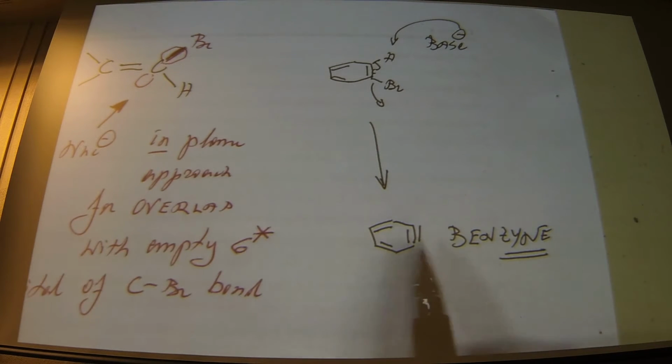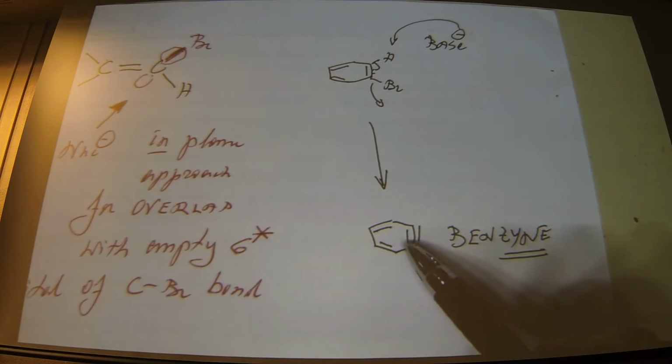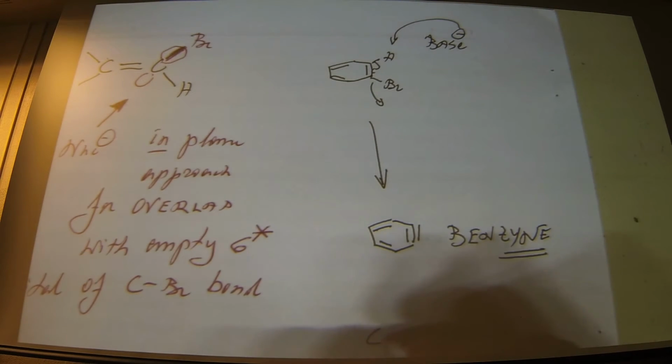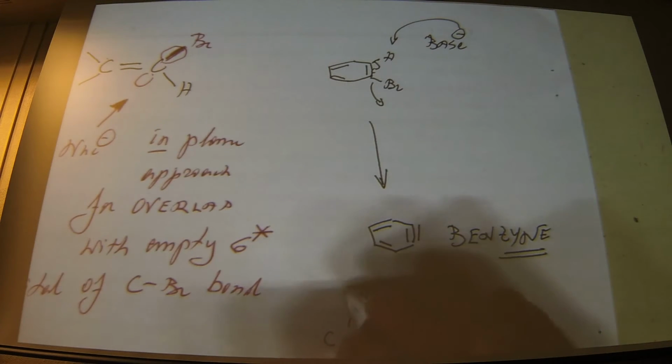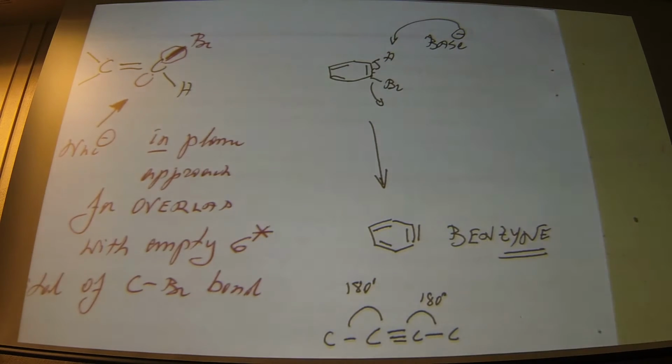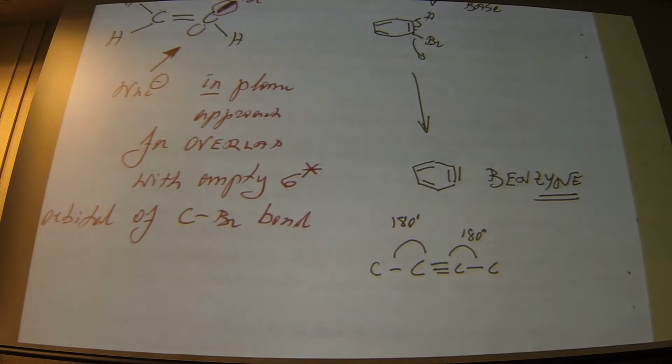Now, this triple bond, I mean, we can draw anything we want on paper, but that triple bond is kind of a weird triple bond, isn't it? Why? Well, because if each of these carbon atoms is sp hybridized, like in a regular alkyne, then that triple bond should have a bond angle of 180 degrees here and 180 degrees there. And as you can see, if it's going to be in a 6-membered ring, there's no way. And so this triple bond is a very reactive and very different kind of triple bond from any one we've seen.